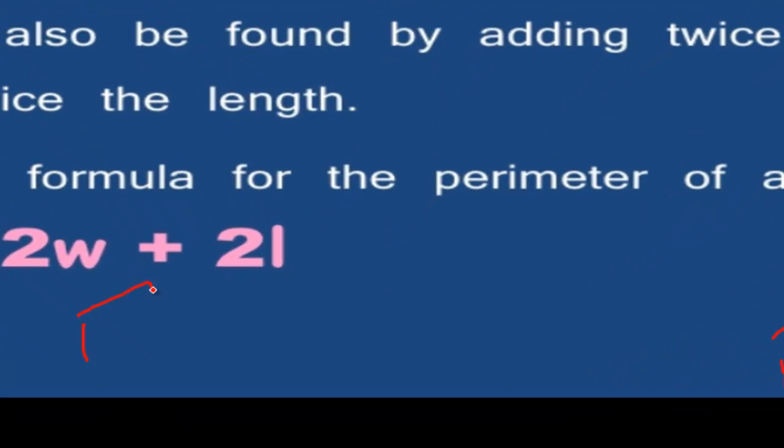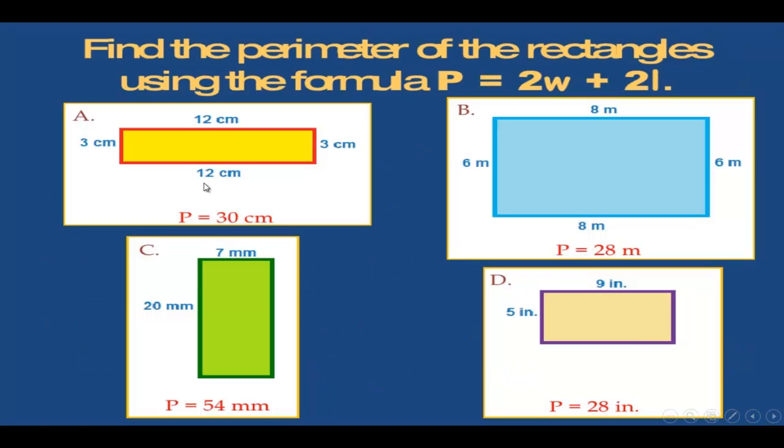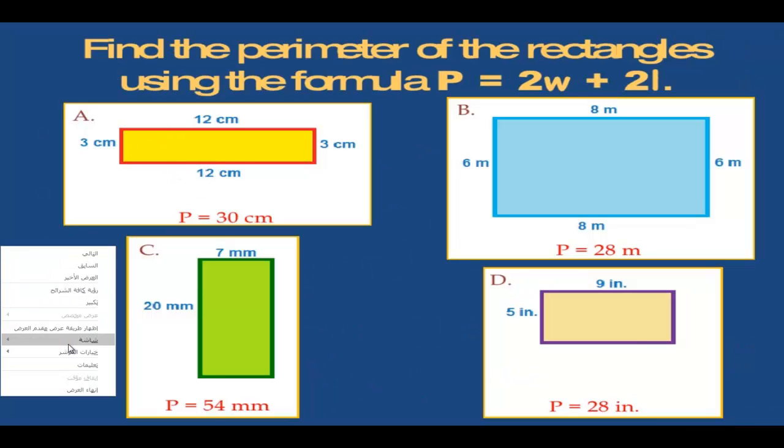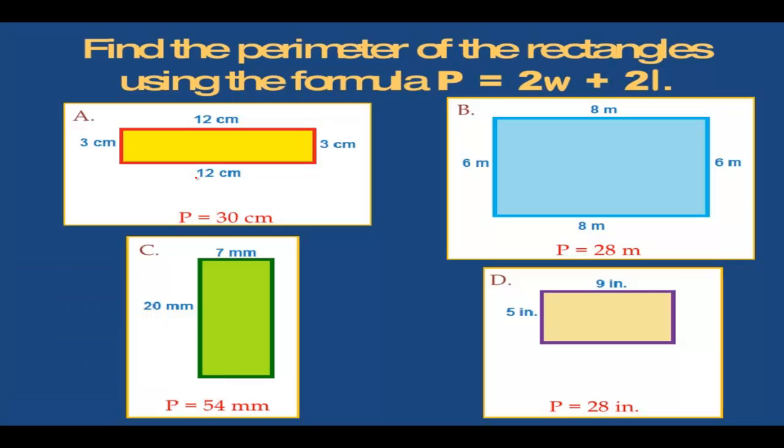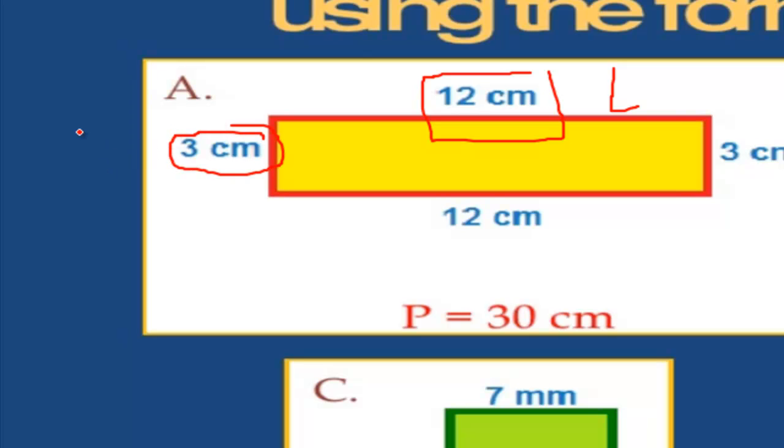The perimeter here is equal to 2 multiplied by length plus width. Okay, where is the length and where is the width? We have a rectangle like this one. Here is the length, here is the length, and here is the width. So here is the length and here is the width.